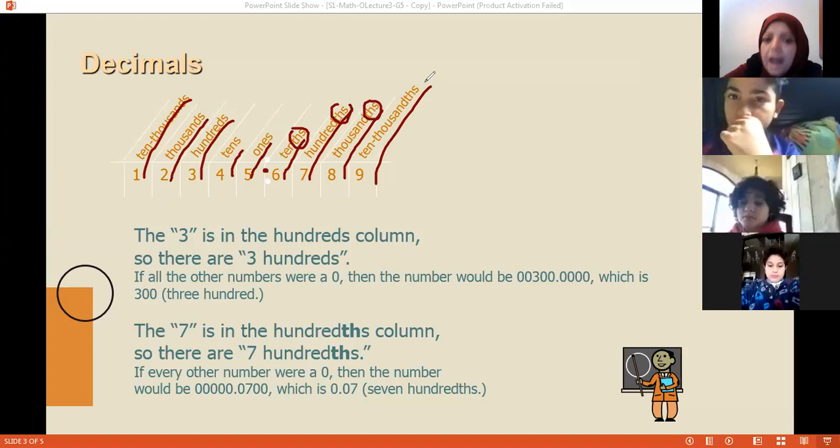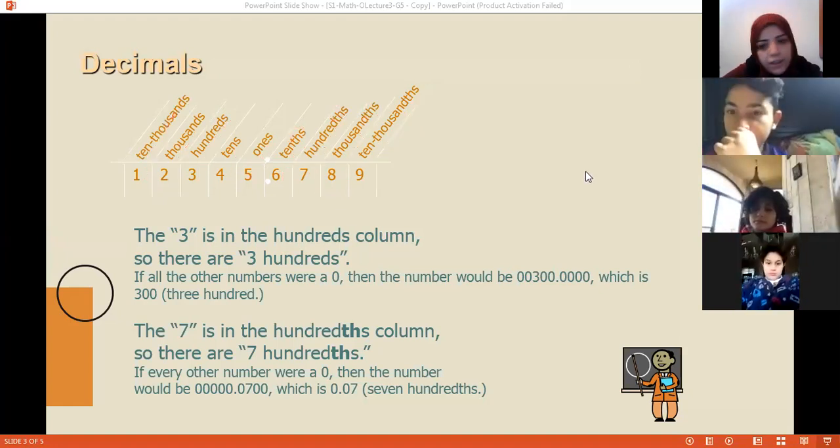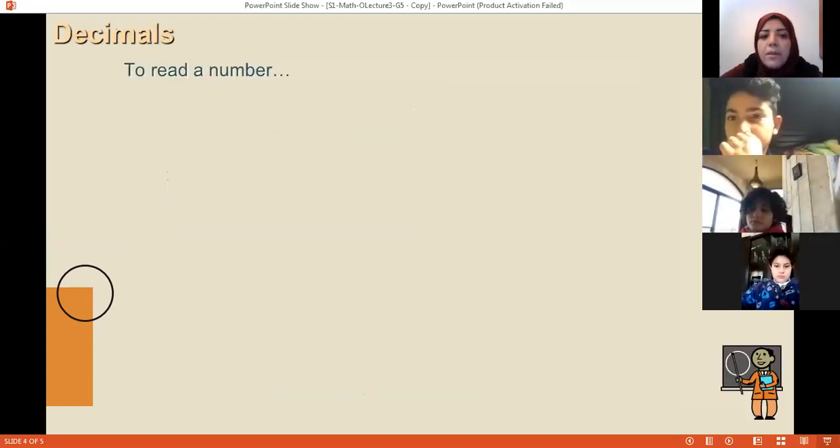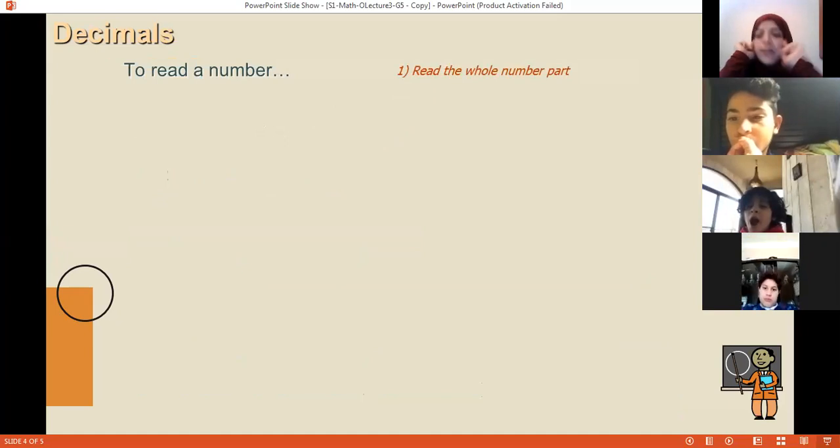Now, after revising the place value of the digits, we are going to remember together how I can write a number in word form. The first thing you have to do is to read.